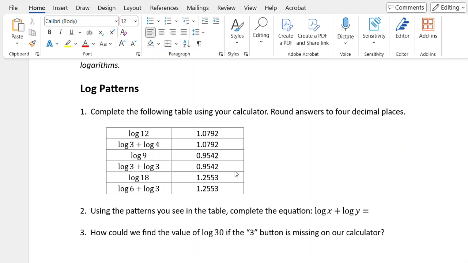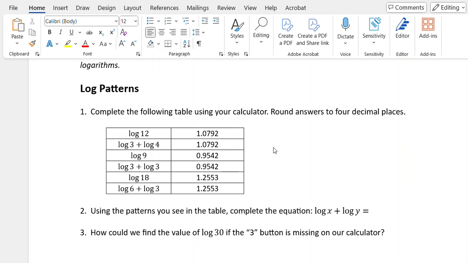I've already filled in these values. You will need to fill them in on your own in the activity. Use your calculator and just type in log of 12, log of 3 plus log of 4, etc. And you should get these values here. So you should pause the video and do that on your own first, and then resume when you are finished.